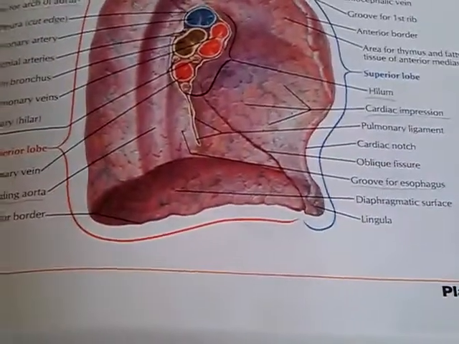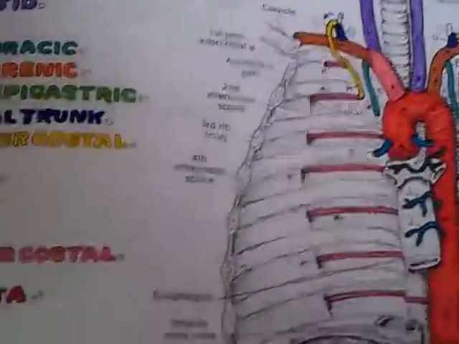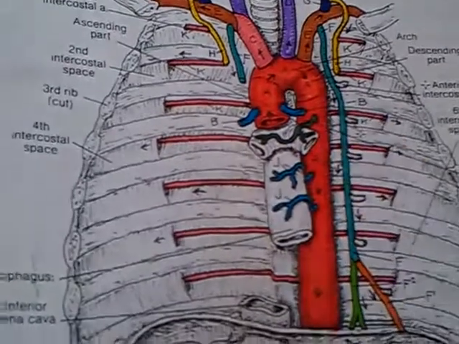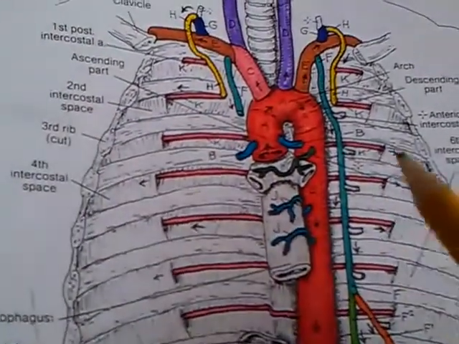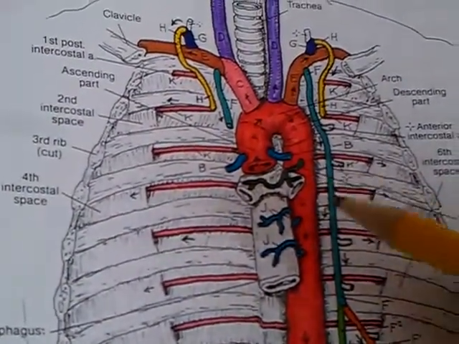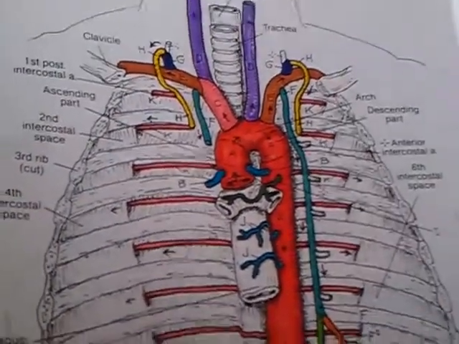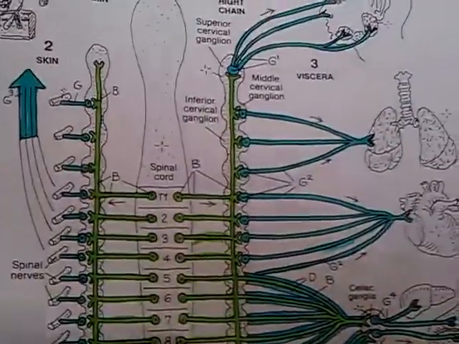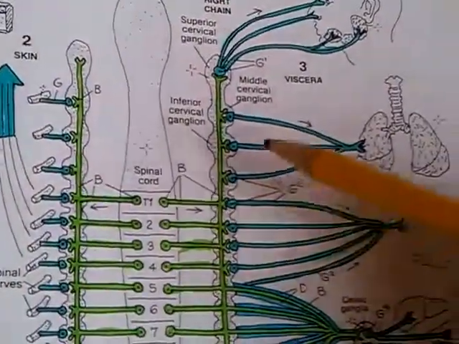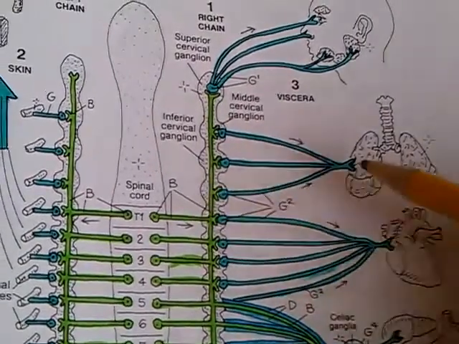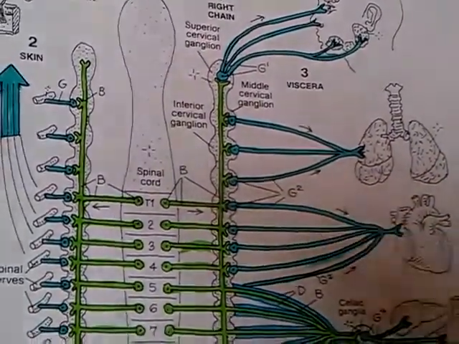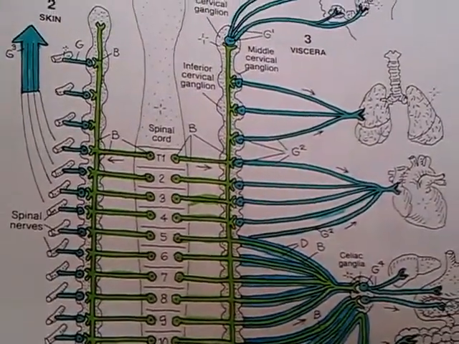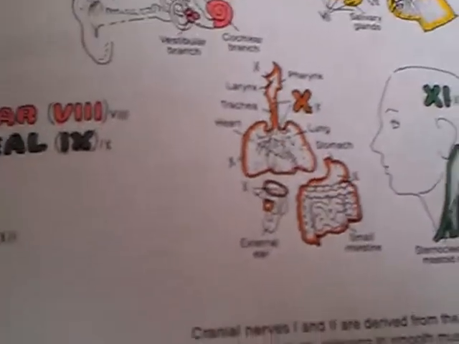Now the blood supply of the lungs comes from the bronchial arteries, from the aorta, and it exits in the bronchial veins to the azygos vein into the superior vena cava. The nerve supply of the lungs is by the thoracic sympathetic ganglia, and from vagus nerve.